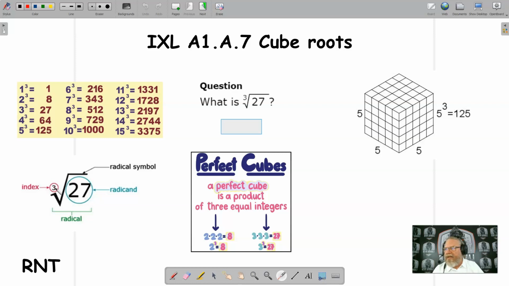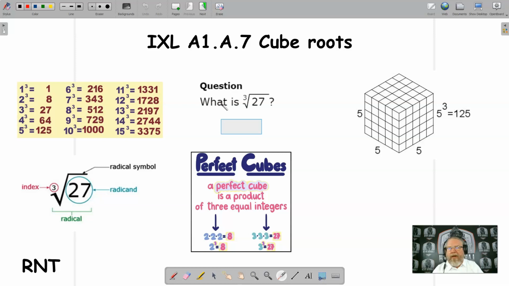So think of it this way. You're asking yourself, what number, multiplied by itself a number of times equal to the index, that is to say some number times itself 3 times, is going to give me the number that's underneath the radical here? So in this one, what is the cube root of 27? Well, that answer would be 3. So the cube root of 27 equals 3, because 3 cubed equals 27.